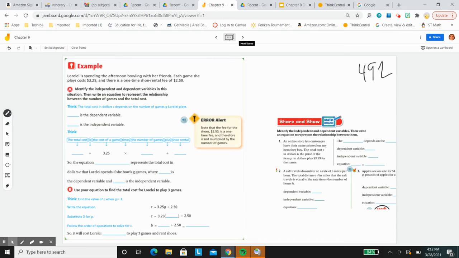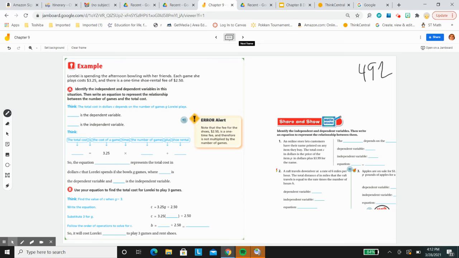Put it up here so you can see it. Let's take a look at this problem with Lorelai. Lorelai is spending the afternoon bowling with her friends. Each game she plays costs $3.25, and there is a one-time shoe rental fee of $2.50.